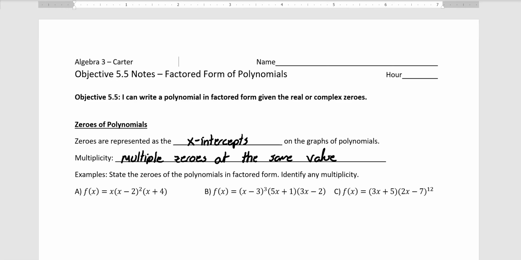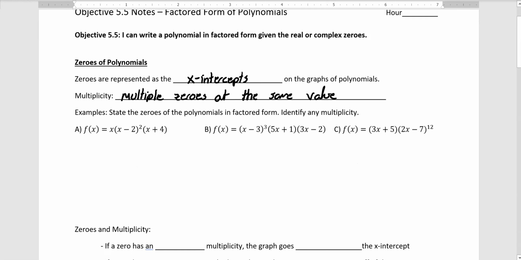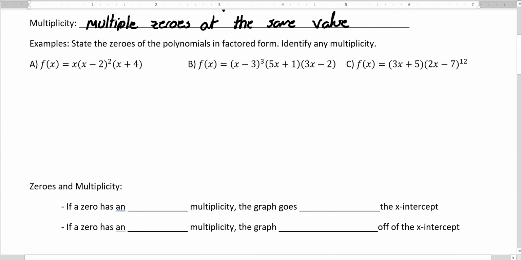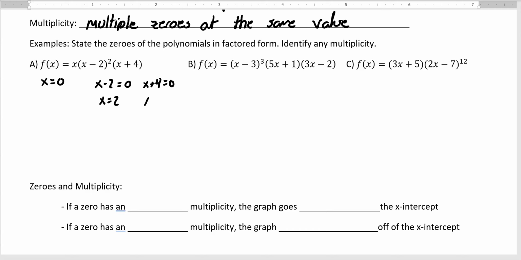One of the easiest ways to identify the zeros of a polynomial function is to look at it in factored form. So that's how we focus on this idea today. Let's look at these three functions here, all polynomial functions. Remember, if something is in factored form, to find the zero, all we need to do is set it equal to 0, just like when we were solving quadratics by factoring. If we have a factor that's x, we set it equal to 0, so x equals 0. x minus 2 set equal to 0 means x equals 2. x plus 4 set equal to 0 means x equals negative 4.